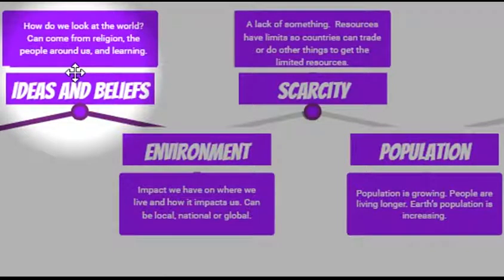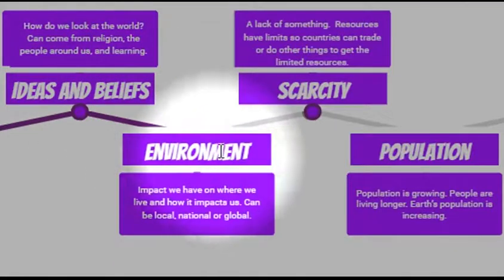It could come from religion. It could come from philosophy. That's people's statements of belief, people's thoughts. It could come from the people around you. It could come from what you learn. It can come from books. The environment and your impact on the environment. Remember, it kept saying impact on that chart. Where we live and how it impacts us and how we have an impact on it. It can be local. It could be national, your country, or it could be global. It could be the world.